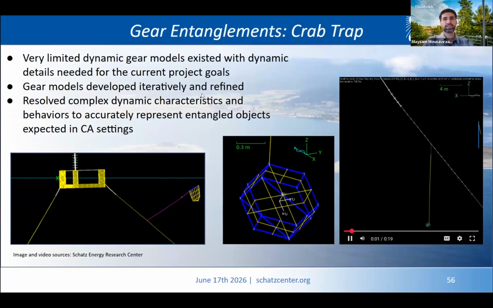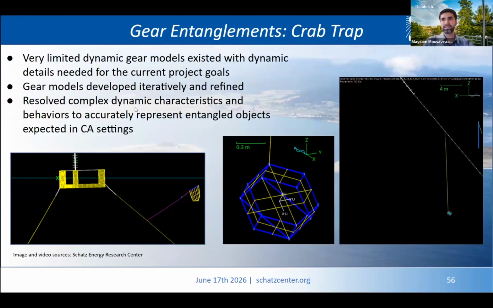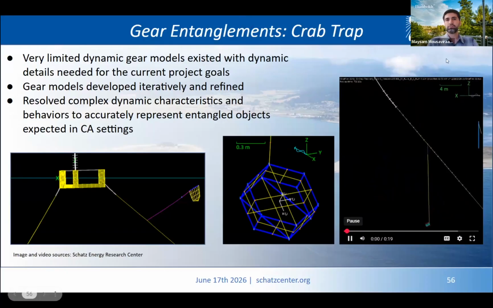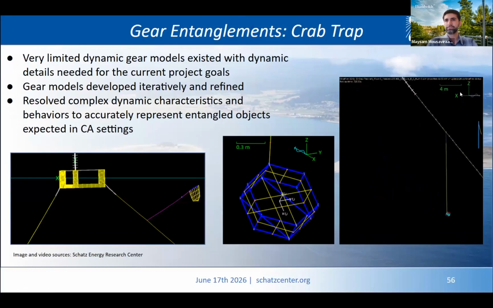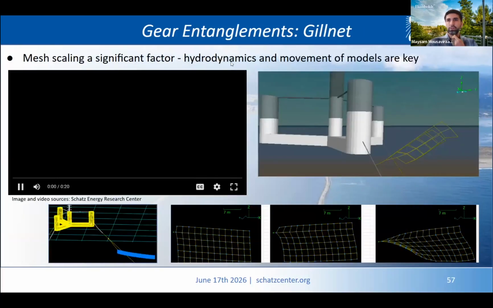We also modeled gear entanglements. These are important because abandoned, lost, or derelict fishing gear can become caught on mooring lines and may create secondary entanglement hazards. So the models had to be developed iteratively because previous dynamic models for these gear types did not exist or did not meet the requirements for our project. And this slide shows an example of a crab trap interacting with the mooring system. The goal is to capture the dynamics of the objects that could realistically be present in California waters to determine detection strategies. And the next slide is gillnet.